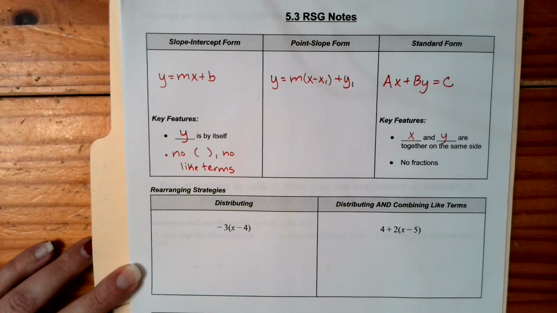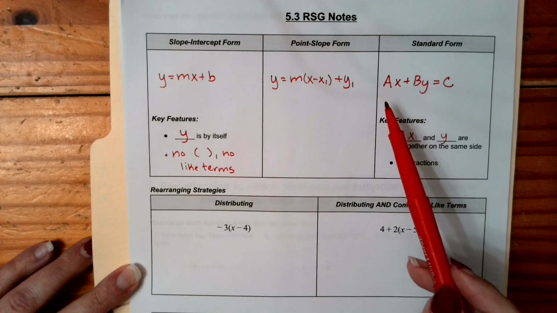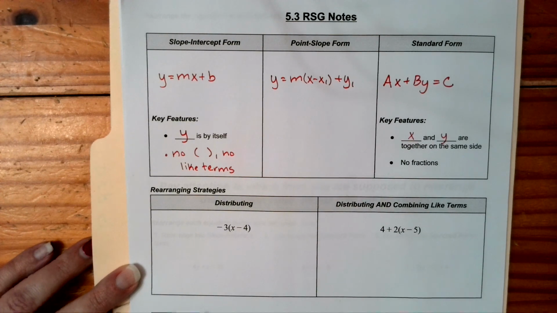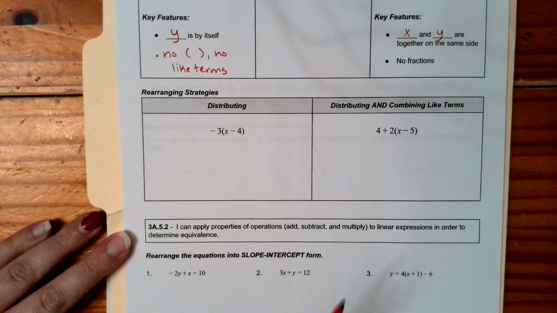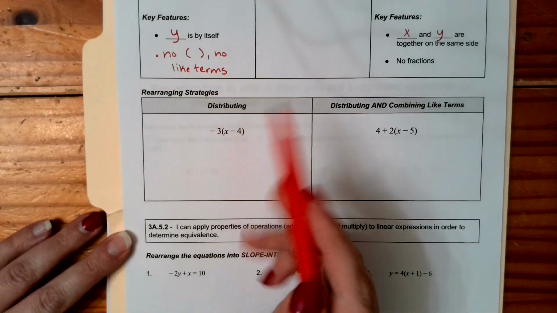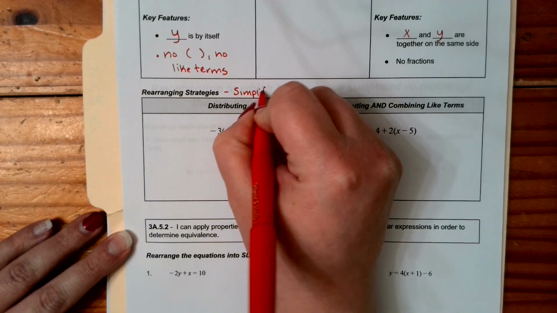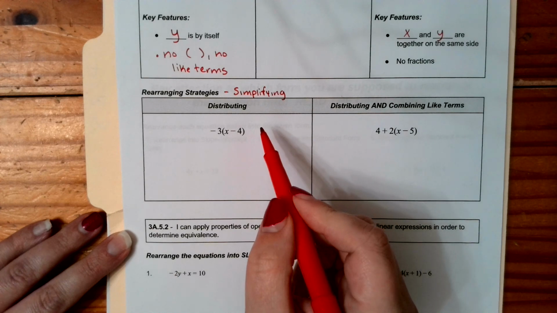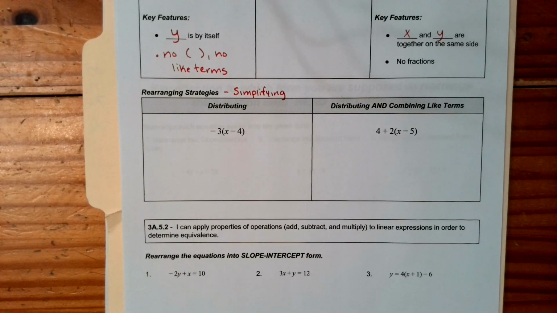So what we're going to be doing is taking these three different forms and rearranging them into whichever form they ask us for. In order to do that, we're going to have to do a little bit of reviewing and talking about not only rearranging, but simplifying also. A lot of what we have to do is be able to simplify one form and then turn it into another. So the first thing that we're going to talk about is distributing.